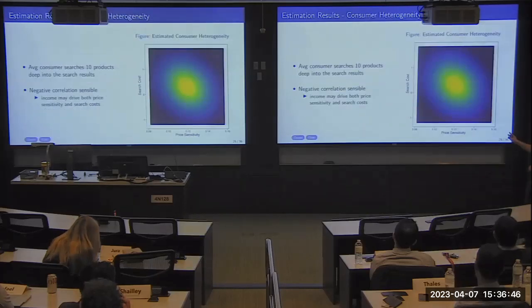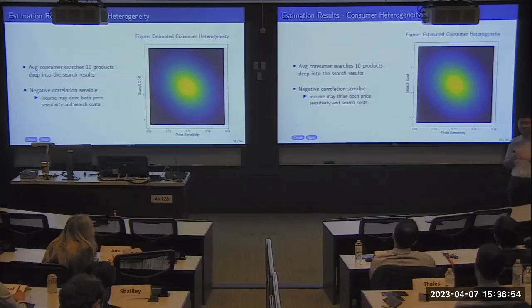Let me show you some raw results. This is the estimated product consumer heterogeneity. It roughly makes sense. It predicts consumers are searching around 10 products deep into the search results. There's a negative correlation. This makes sense if it's driven by household income. People who have high household income have a high cost of time and are less price sensitive.